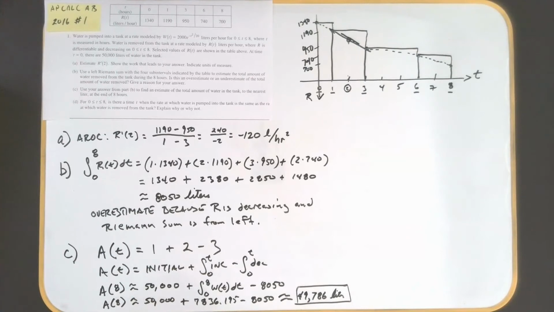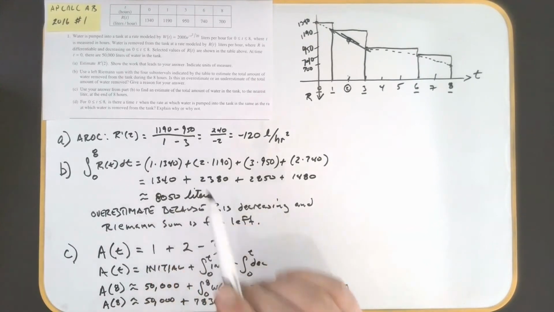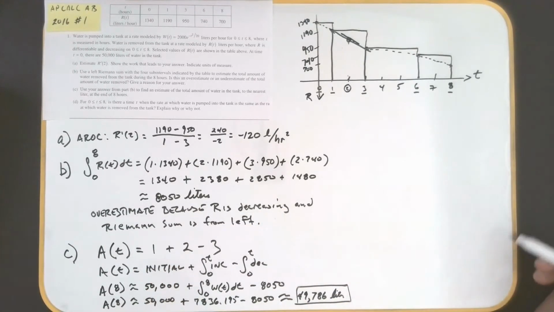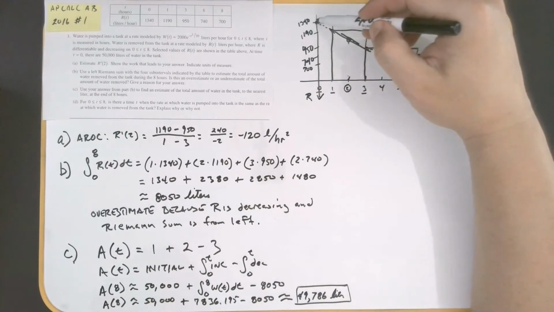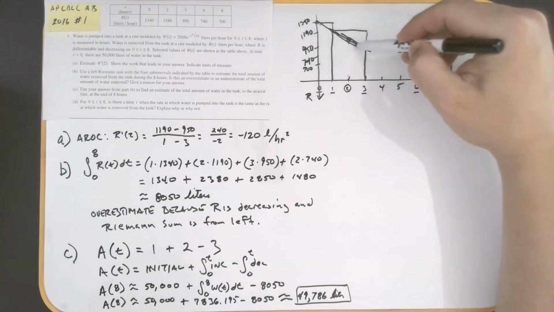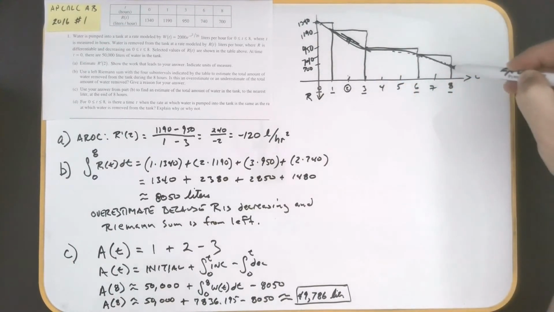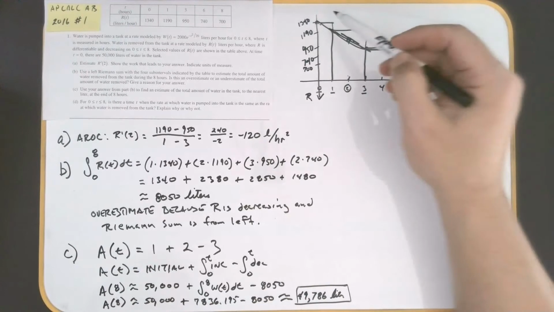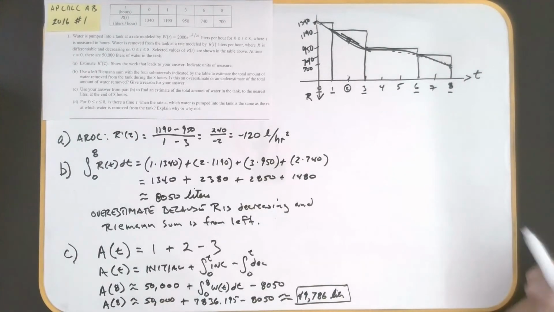Now the last part, part D, is a little bit weird. It says, is there a time, t, when the rate that the water is being pumped into the tank is the same as the rate the water is being removed from the tank, and explain why or why not? Well, it's kind of an interesting little question. I want to go back up to our graph here, and I want to point out a couple things. This is actually a fairly easy question, but they're trying to sneak in a theorem that you're supposed to learn in your AP Calc AB journey. Actually, it's usually in pre-calc where you learn this theorem.